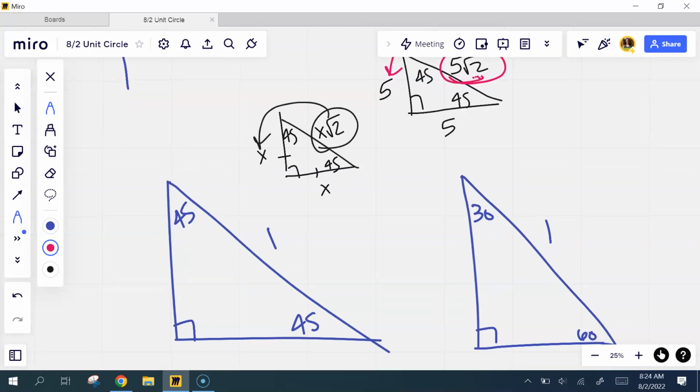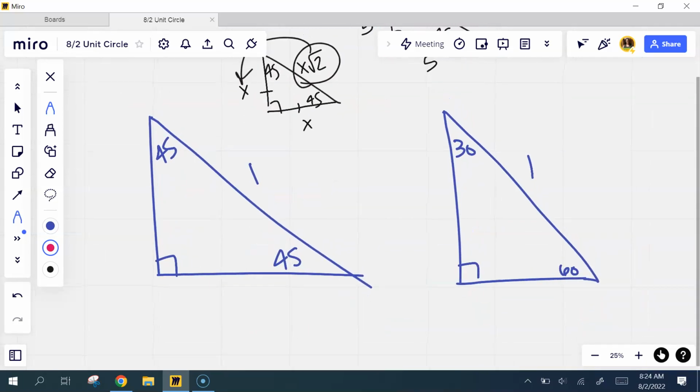Okay. All right. So in my unit circle, whenever my hypotenuse is just 1, if I divide 1 by the square root of 2, I can't have a radical in the bottom. What happens? So it's square root of 2 over 2. And of course, these are the same. Square root of 2 over 2.